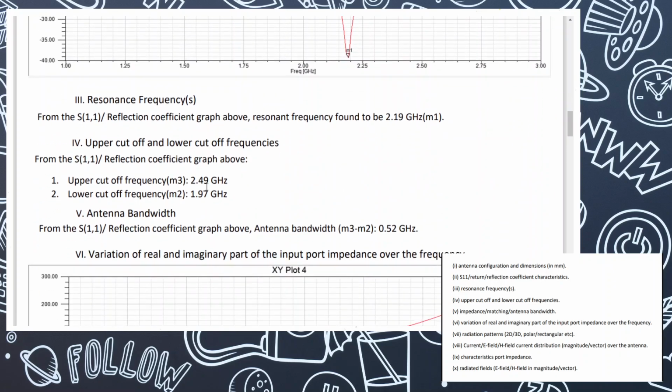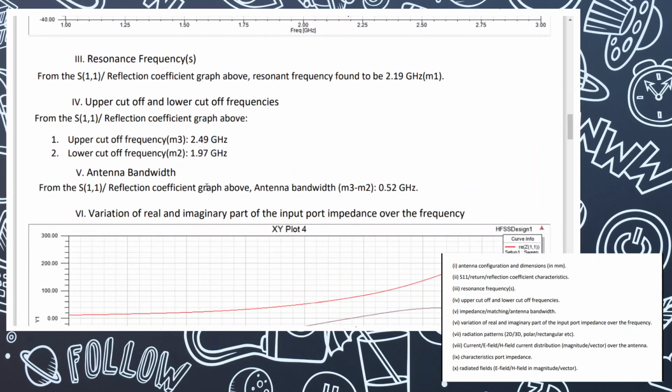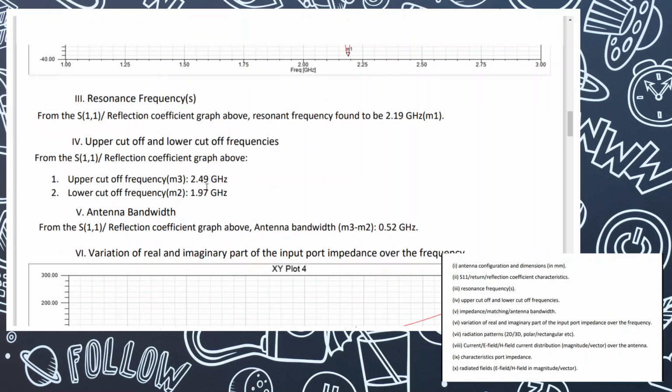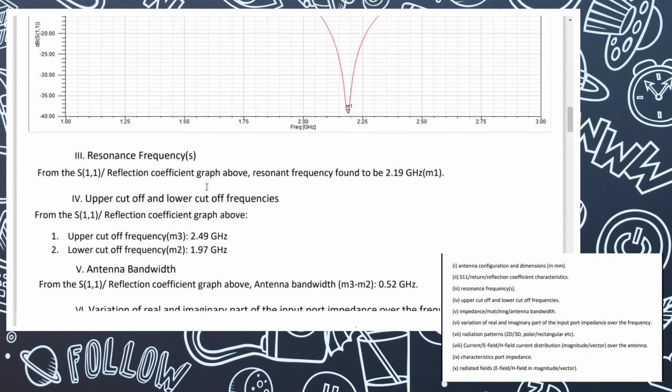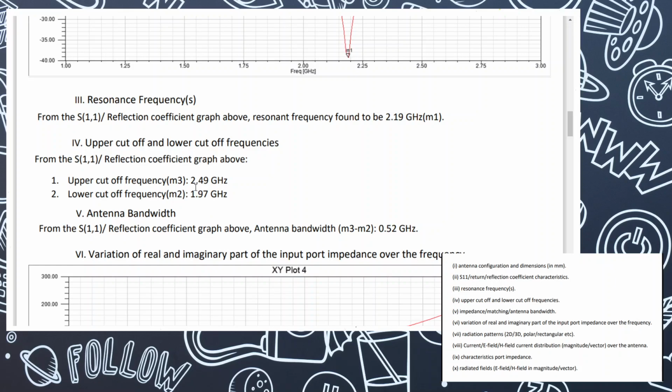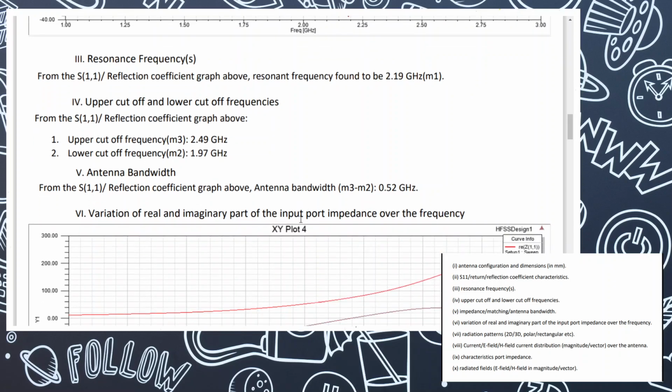After that, we are going to calculate the antenna bandwidth. We can calculate the antenna bandwidth very simply by subtracting the value of the lower cutoff from the upper cutoff, and you can easily find the bandwidth. It is 0.52 gigahertz in this case for the half dipole.